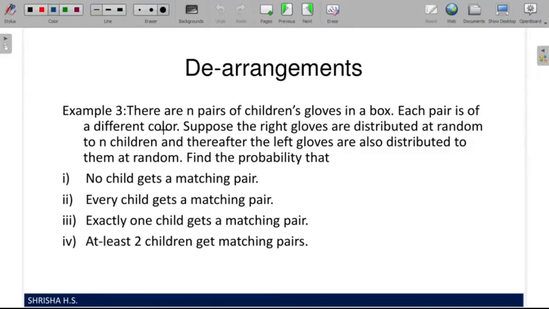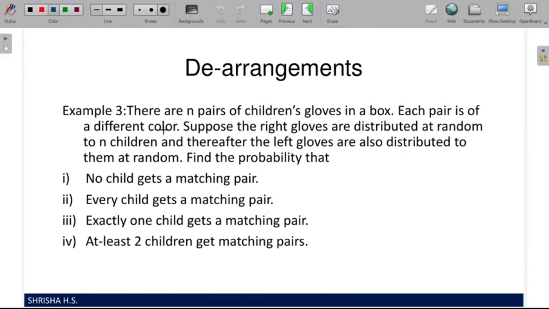Example 2. There are n pairs of children's gloves in a box. Each pair is of a different color. Suppose the right gloves are distributed at random to n children, and thereafter the left gloves are distributed to them at random. Find the probability that: first, no child gets a matching pair; second, every child gets a matching pair; third, exactly one child gets a matching pair; and fourth, at least two children get a matching pair.